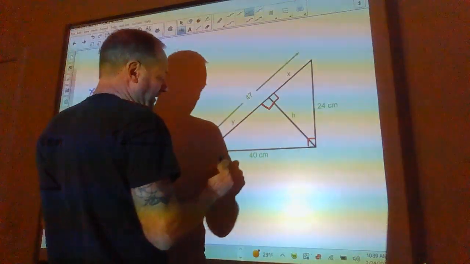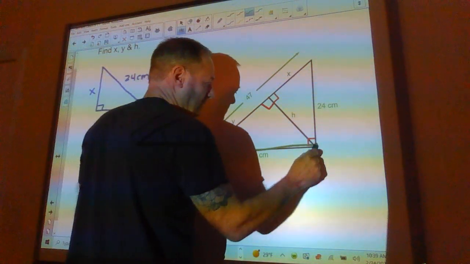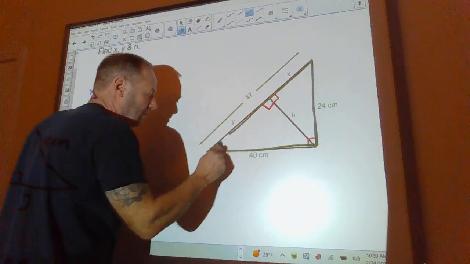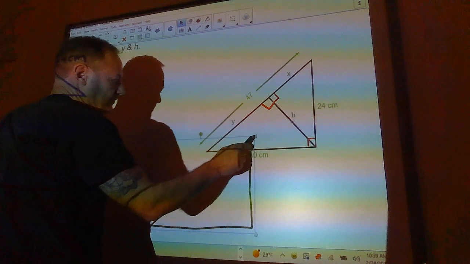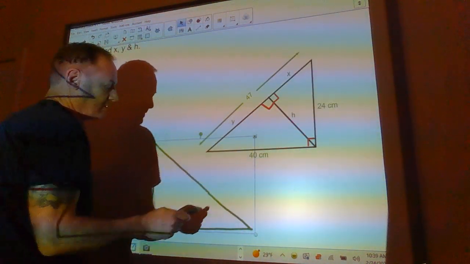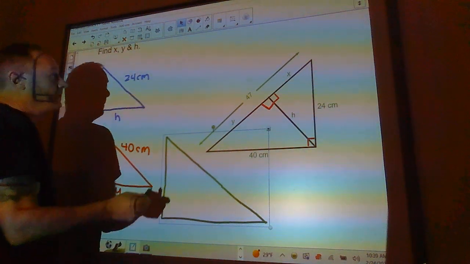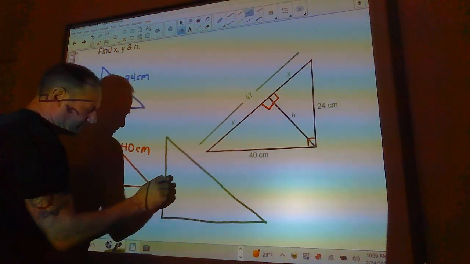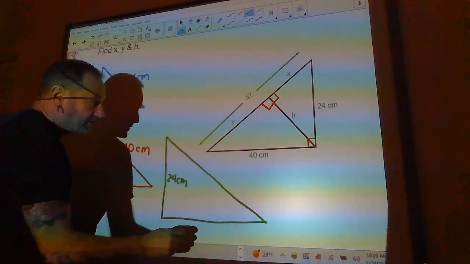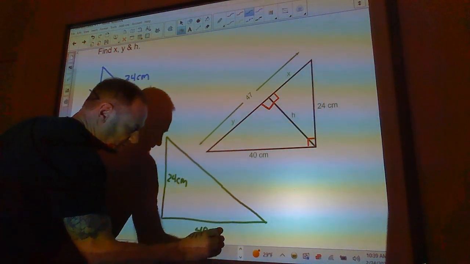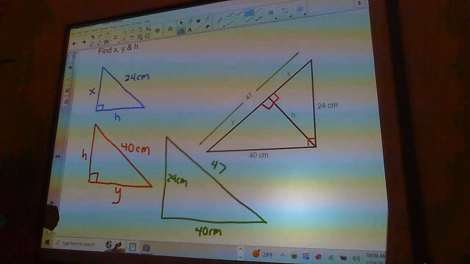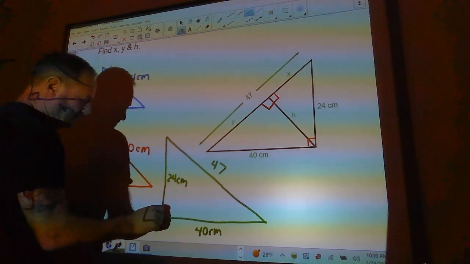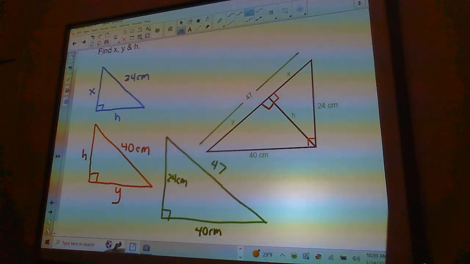Okay, and then I've got my big triangle. That one's backwards, so I'm just going to flip it like that. Then this is 24 centimeters. This is 40 centimeters. And this is 47. This is 90. All right. Find x, y, and h.